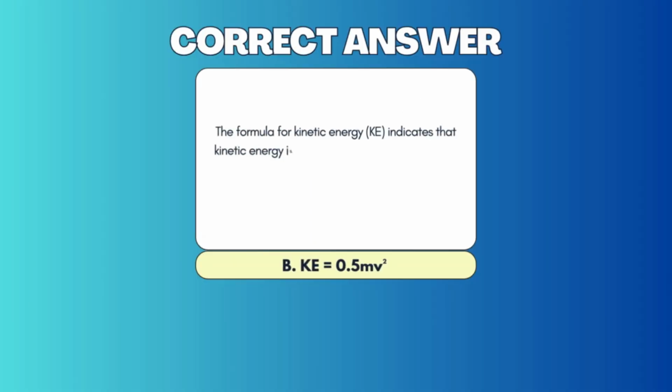The correct answer is B. KE equal to 0.5 mv squared. That is because the formula for kinetic energy KE indicates that kinetic energy is equal to half the mass m of an object multiplied by the square of its velocity v.